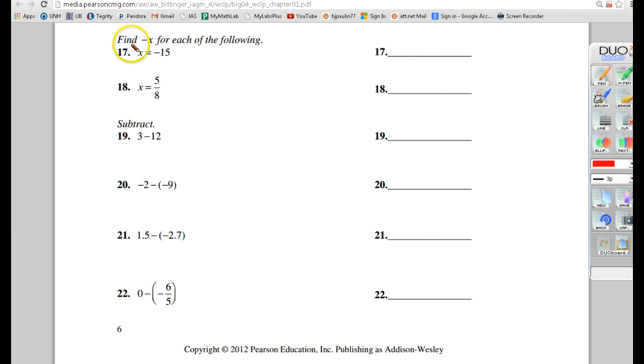Now here they're asking us to find the opposite of x. So what would be the opposite of this? Well, it would be a positive 15. And if it's positive, we don't usually write the sign. What would be the opposite of this? Again, it's just change the signs.